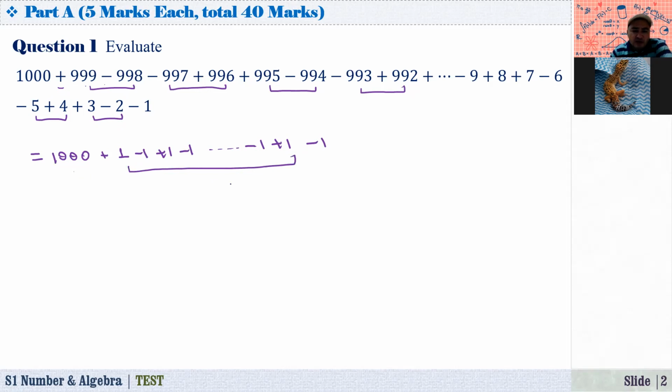So how many pairs do we have here? Here we have 499. One pair is this negative 1 and 1. So here we have 1 minus 1, 1 minus 1. They are all equal to 0. Right? So here we have only 1000 left, minus the last number, that's 1. So the result is 999.